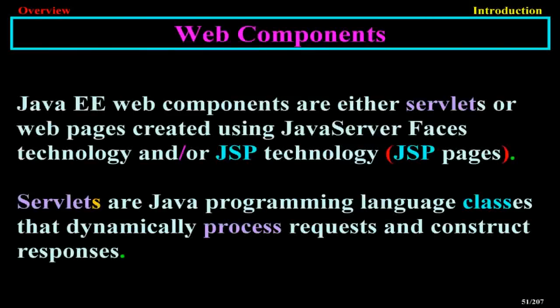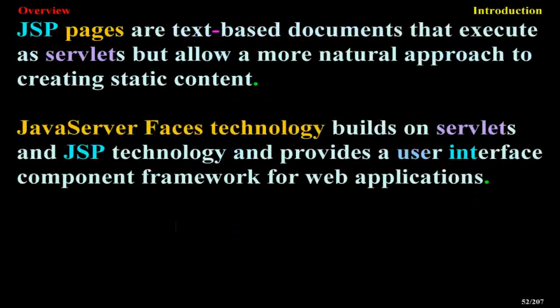Web components. Java EE web components are either servlets or web pages created using JavaServer Faces technology or JSP technology. Servlets are Java programming language classes that dynamically process requests and construct responses. JSP pages are text-based documents that execute as servlets but allow a more natural approach to creating static content. JavaServer Faces technology builds on servlets and JSP technology and provides a user interface component framework for web applications.